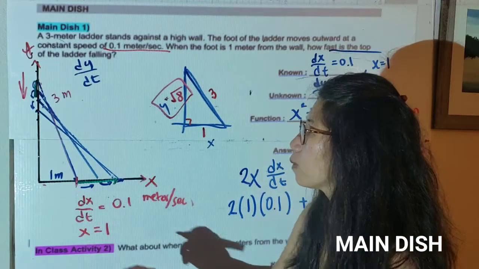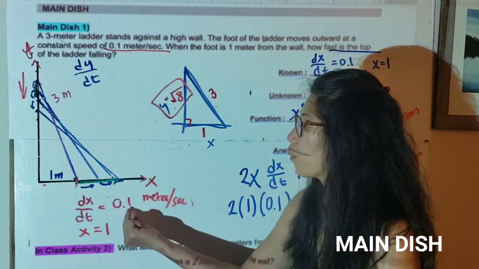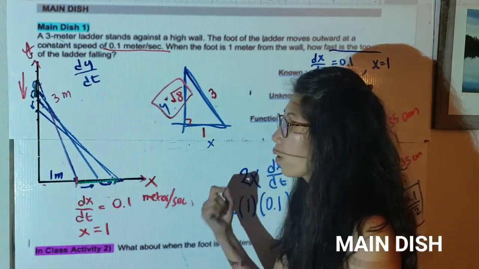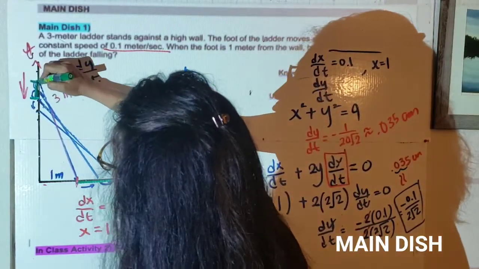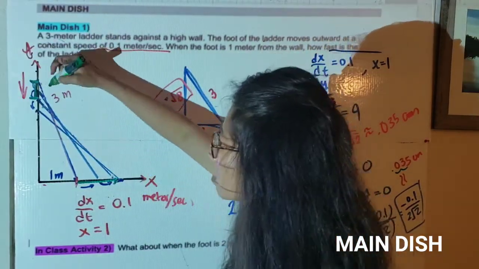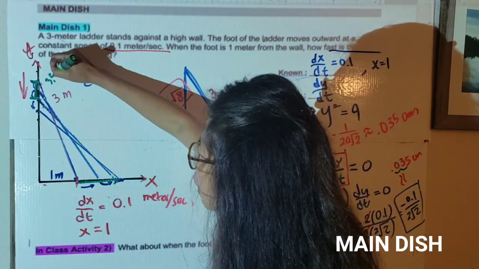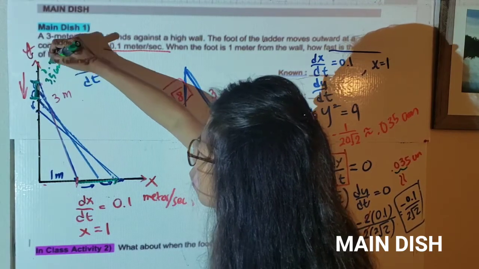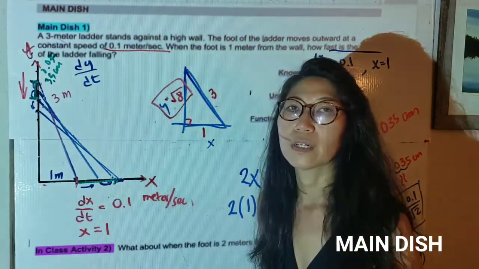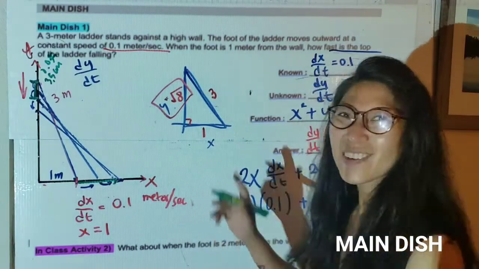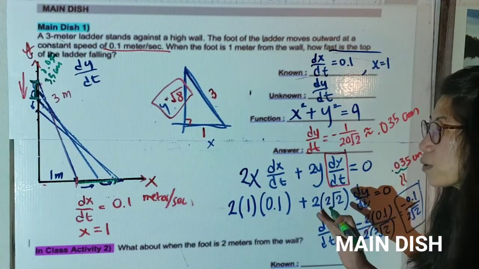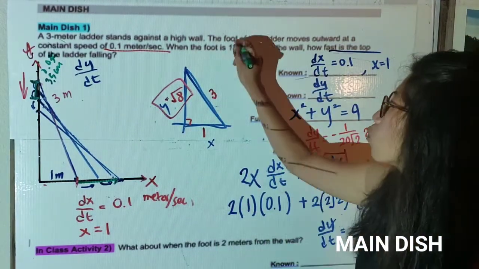If I'm pulling out at 1 meter about 0.1 outward, then the ladder is coming down about 3.5 centimeters, which is 0.035 meters coming down. So isn't it pretty cool, right? Now, I calculated when it was 1 meter.